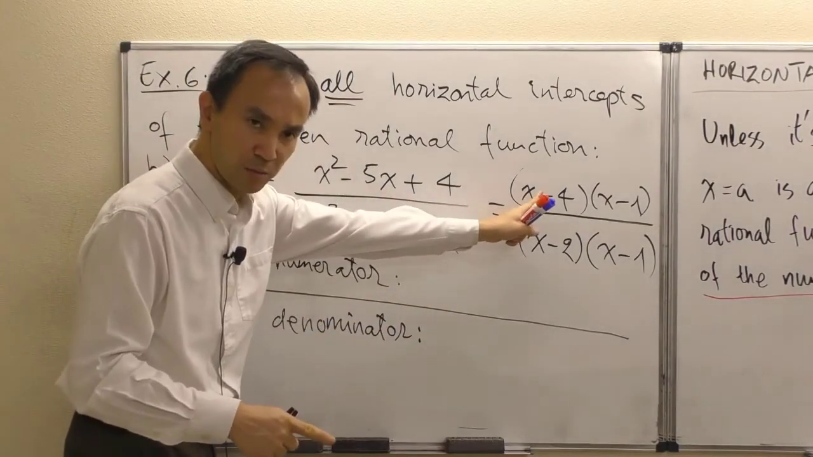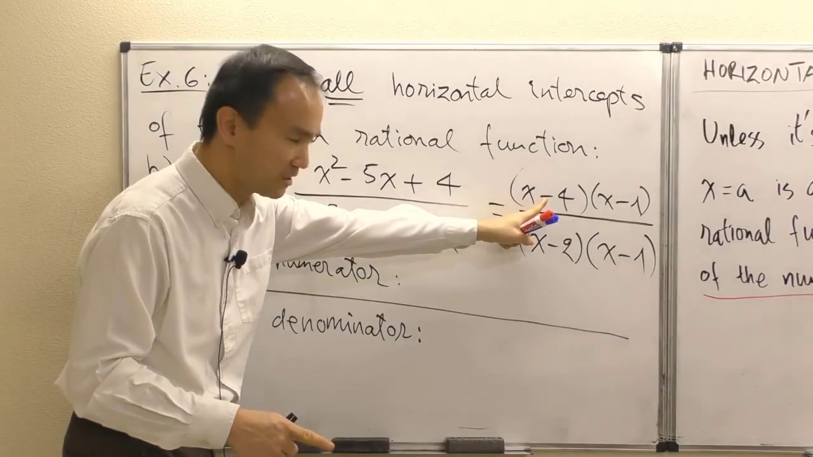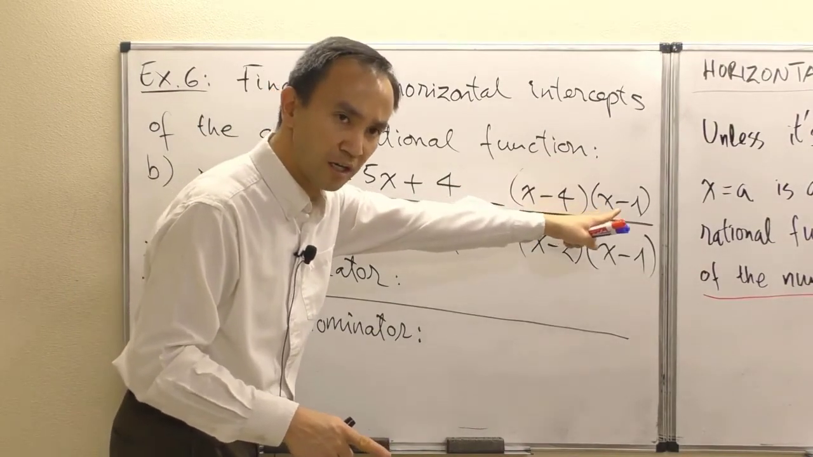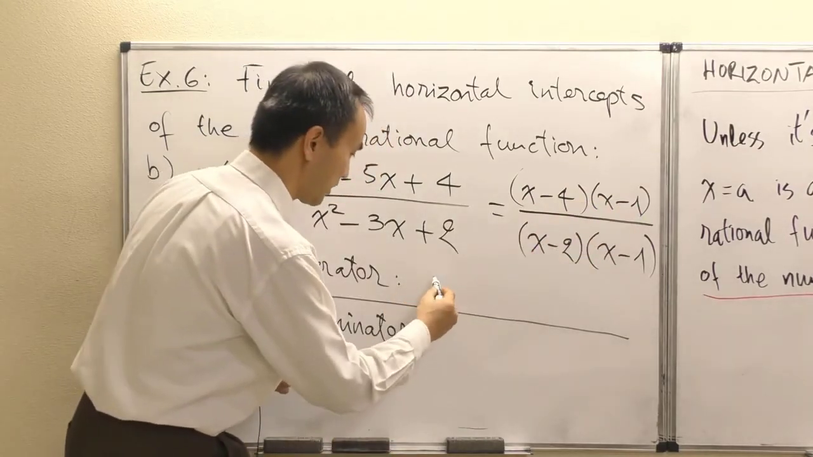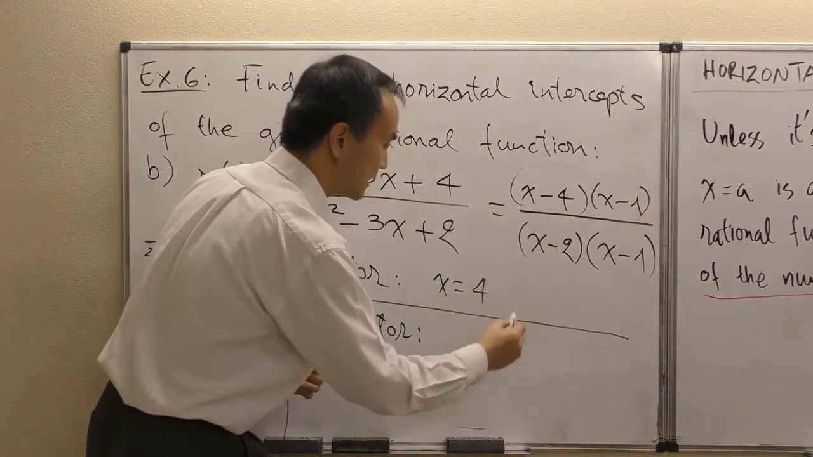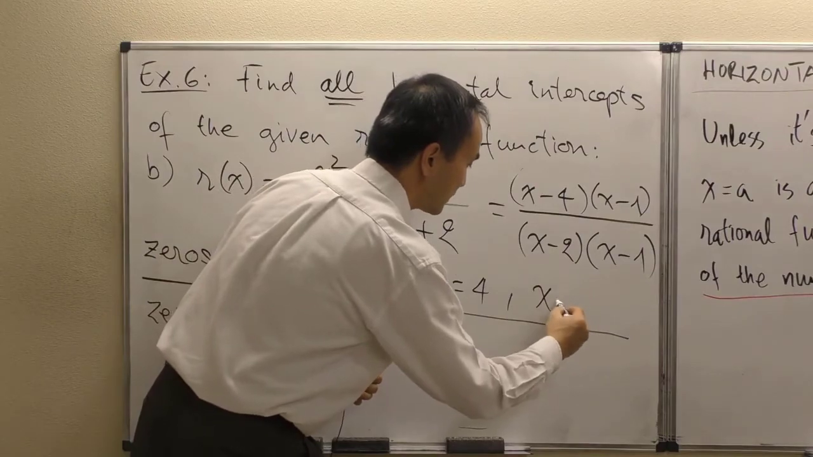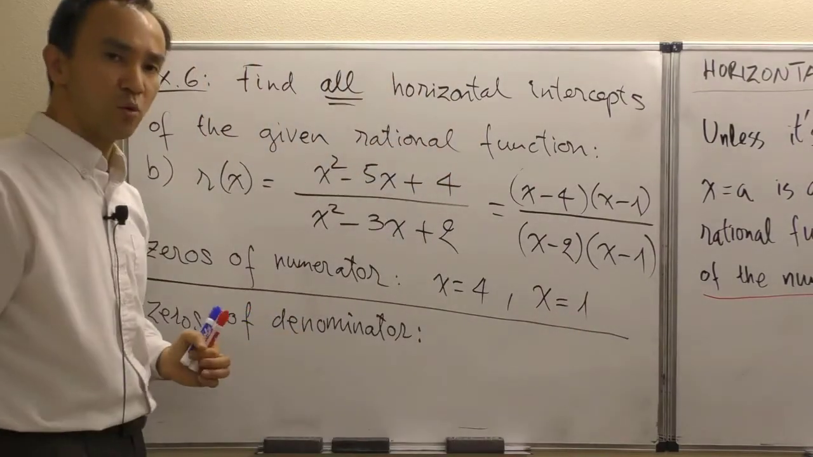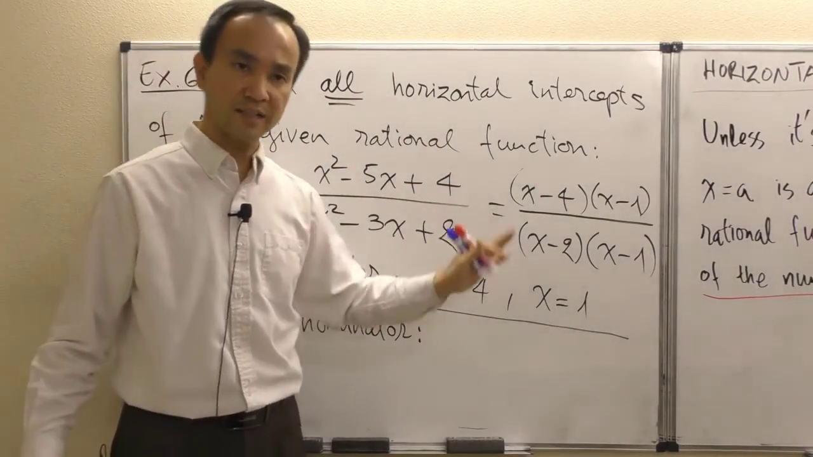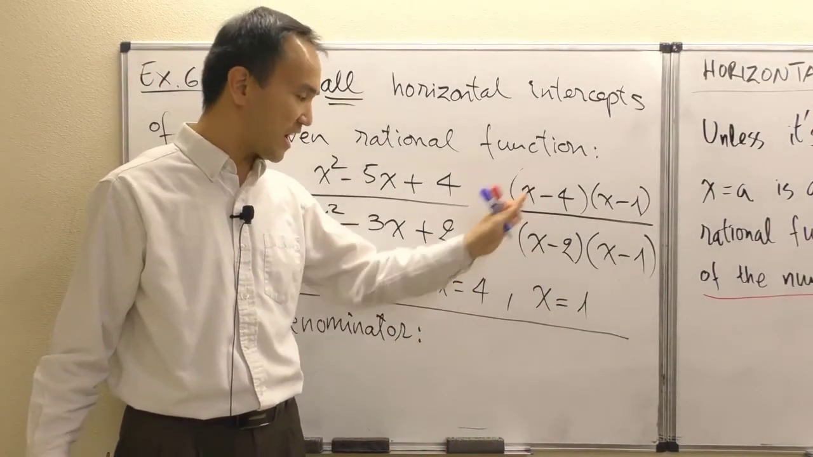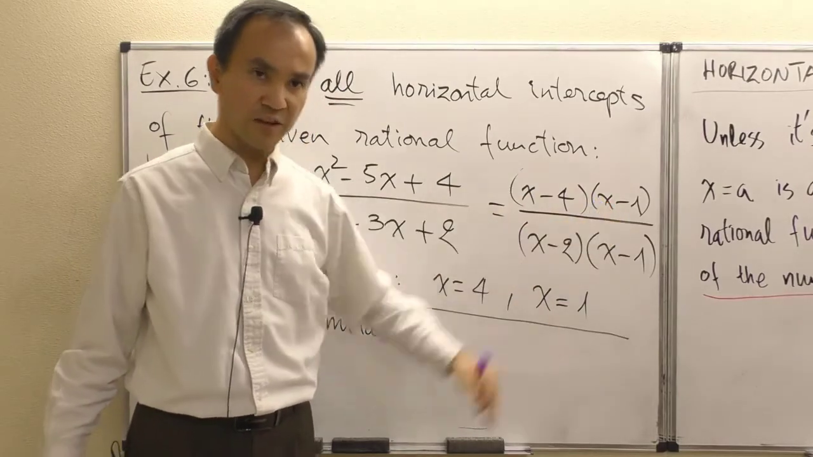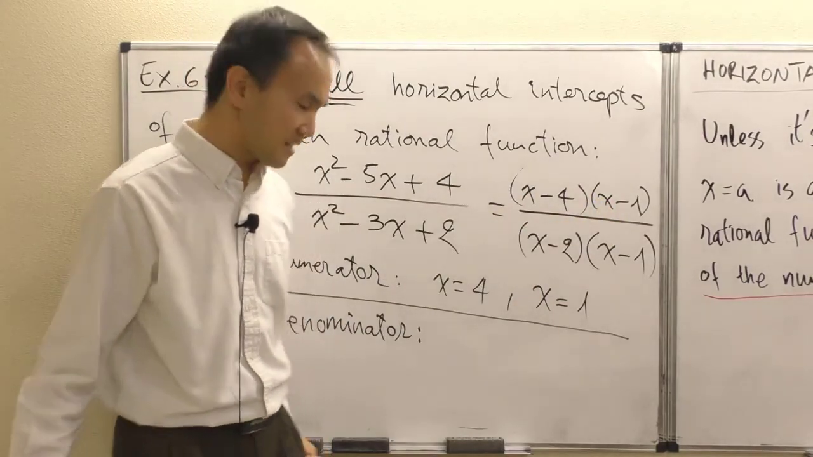For the numerator, I see only two zeros. One of them corresponds to the x minus 4 factor, so x equals 4. The other is x equals 1, corresponding to the x minus 1 factor. This time, unlike the earlier problem, I'm writing down the formal work here: x equals 4, corresponding to x minus 4, and x equals 1, corresponding to x minus 1.